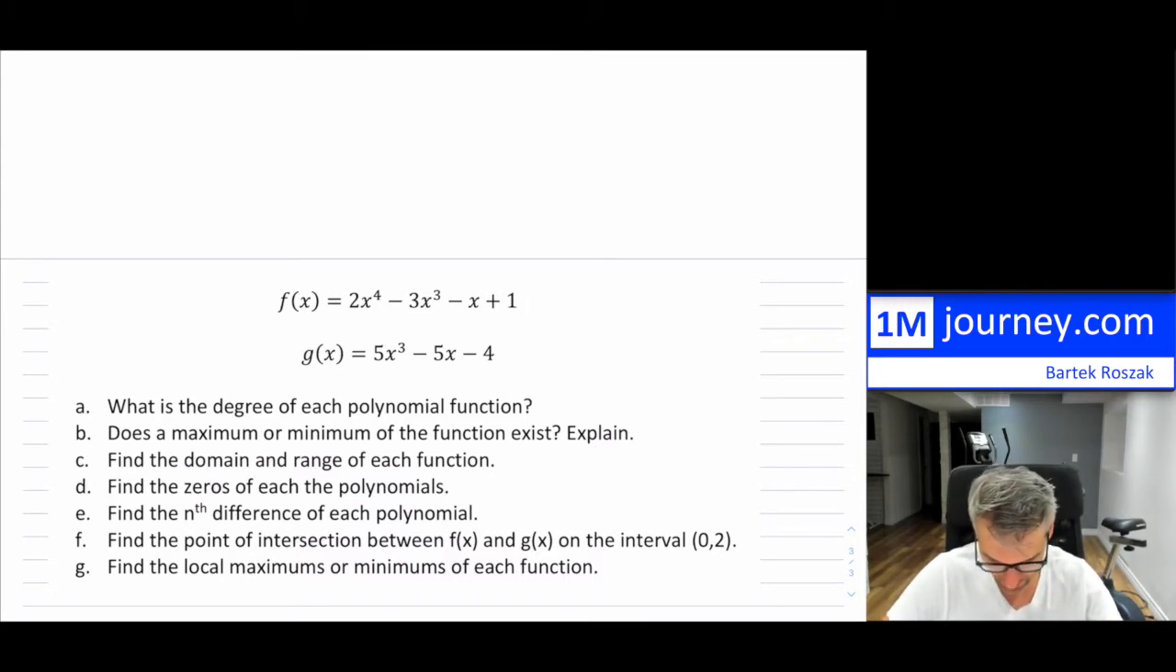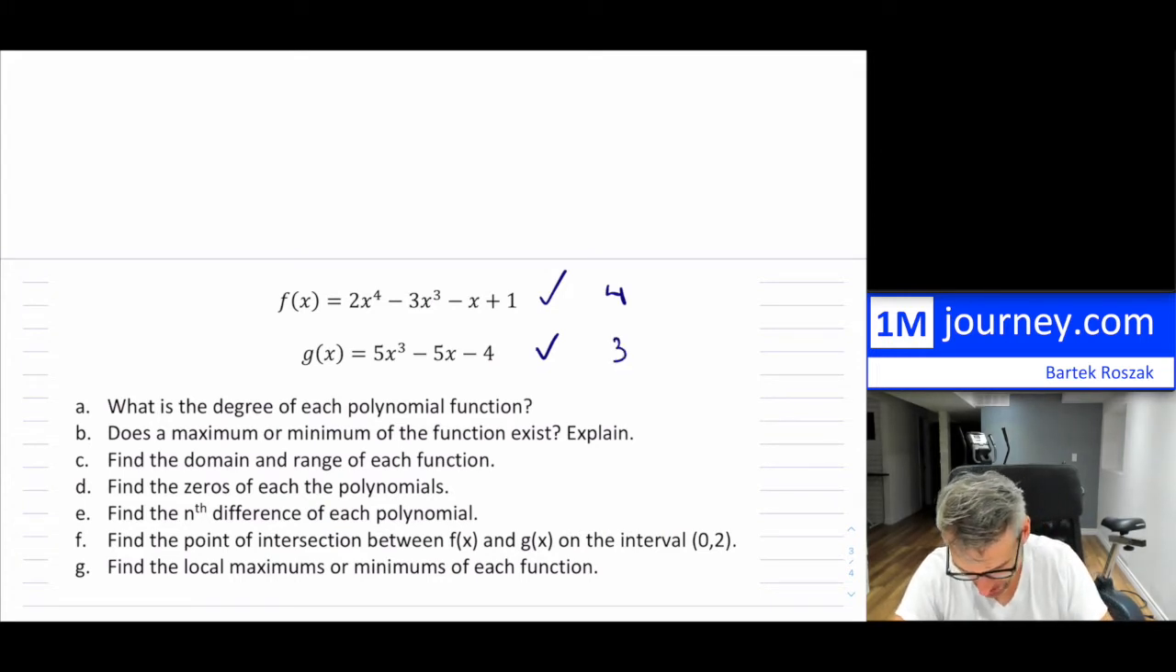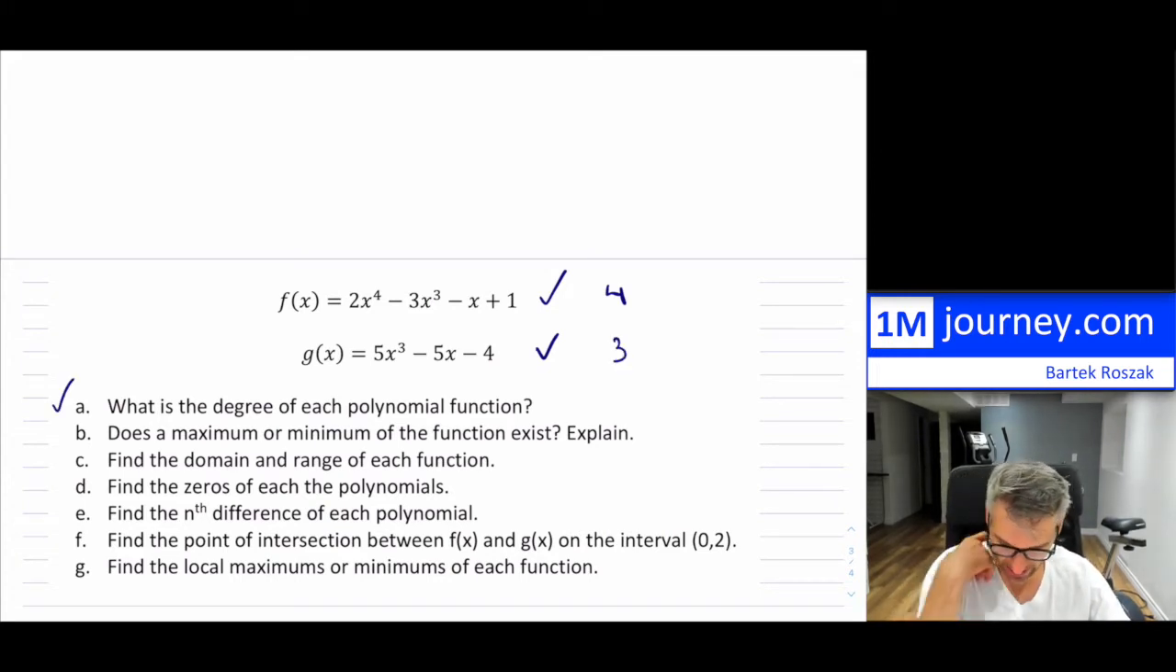For the degree or the order of a polynomial, we're just looking at the highest degree of the terms that we have. So for the first one, this would be of degree 4. And for the second one, this is of degree 3. So that's part A. Now, the second part is, does a maximum or a minimum of the function exist? Let's take a look.